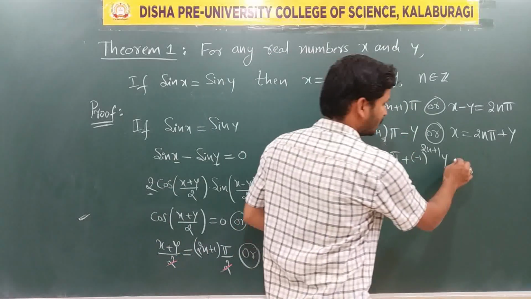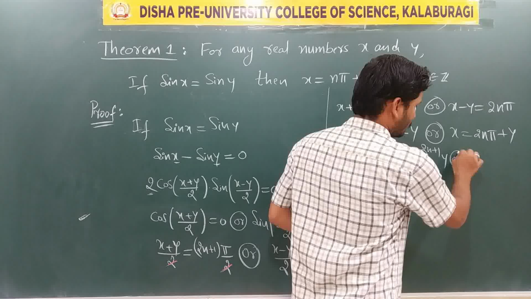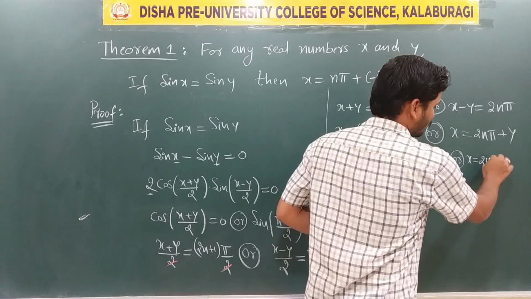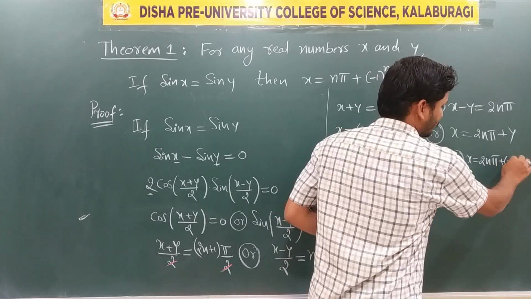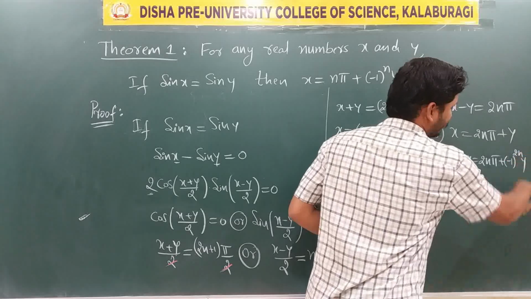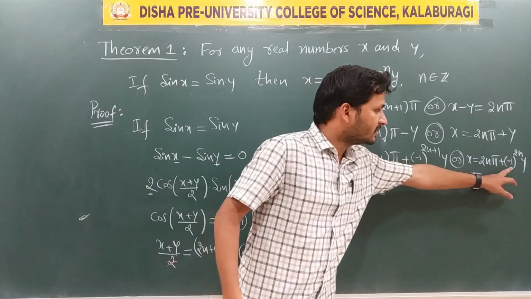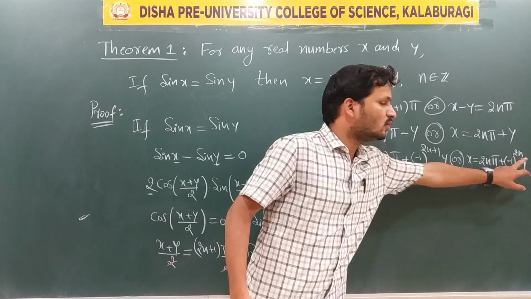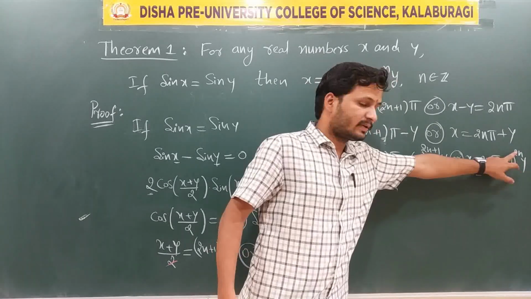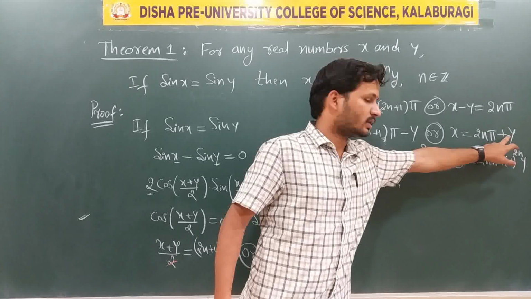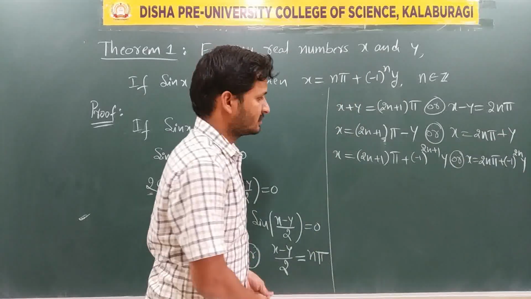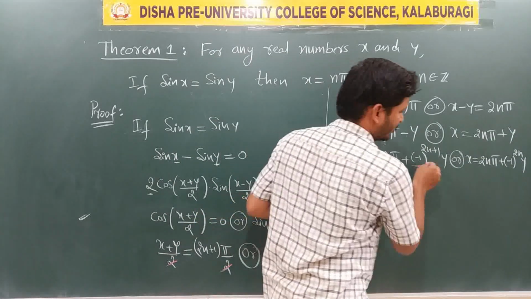Similarly here, x equals 2n pi plus minus 1 to the power 2n into y. Minus 1 to the power of an even number is plus 1, so it is 1 into y. This is important.